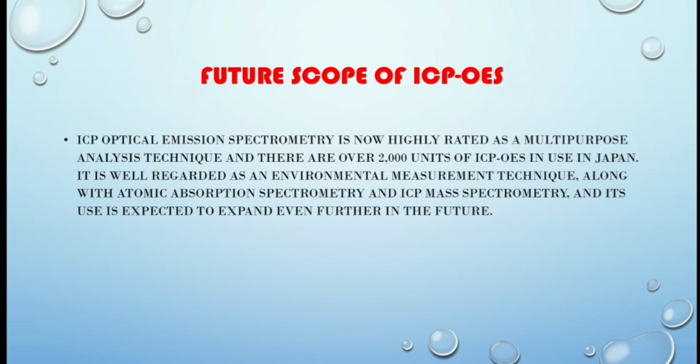We talked about the IR, and we talked a little briefly about the ICPOES. So why is it important and what are the future scopes of ICPOES? ICP optical emission spectrometry is now highly rated as a multi-purpose analysis technique, and there are over 2000 units of ICPOES used in Japan. It is well regarded as an environmental measurement technique, along with atomic absorption spectrometry and ICP mass spectrometry, and its use is expected to expand even further in the future.